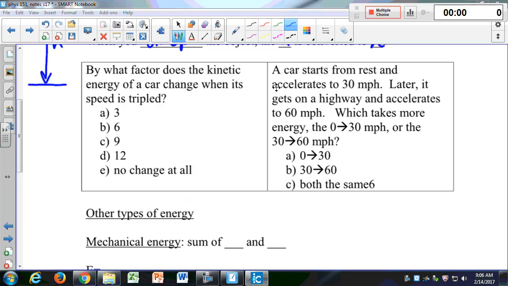We'll do the one on the left here. By what factor does the kinetic energy of a car change when you increase its speed by a factor of 3? You play softball too, Daisy? Yeah.